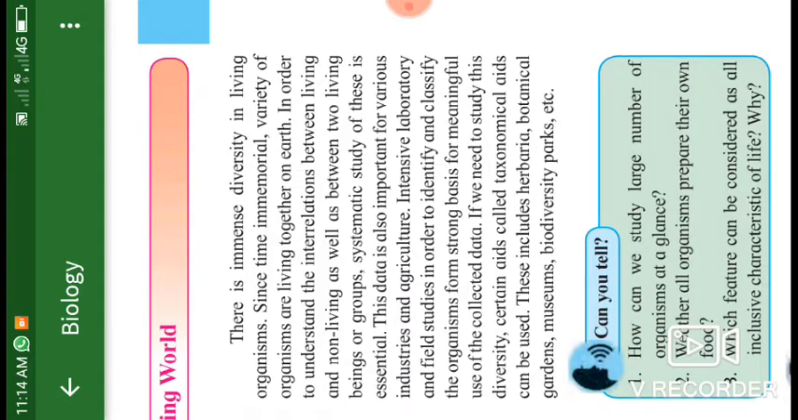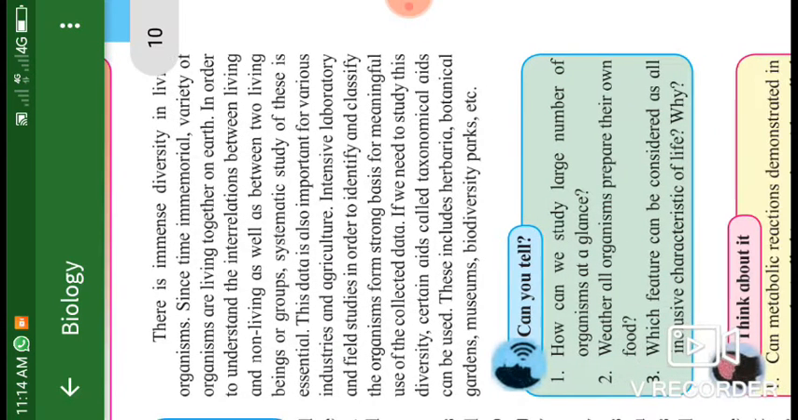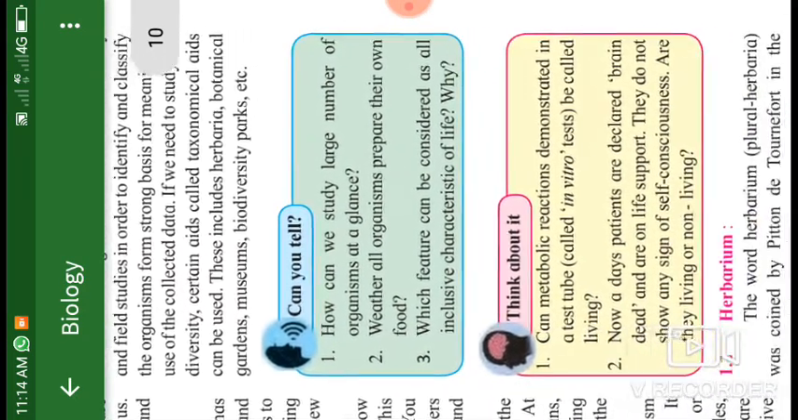In order to understand the interrelationship between the living and non-living as well as between two living beings or groups, a systematic study is essential. This data is also important for various industries and agriculture. Intensive laboratory and field studies are needed to identify and classify the organisms, forming a strong base for meaningful use of the collected data. To study this diversity, certain aids called taxonomical aids can be used. These include herbaria, botanical gardens, museums, biodiversity parks, etc.